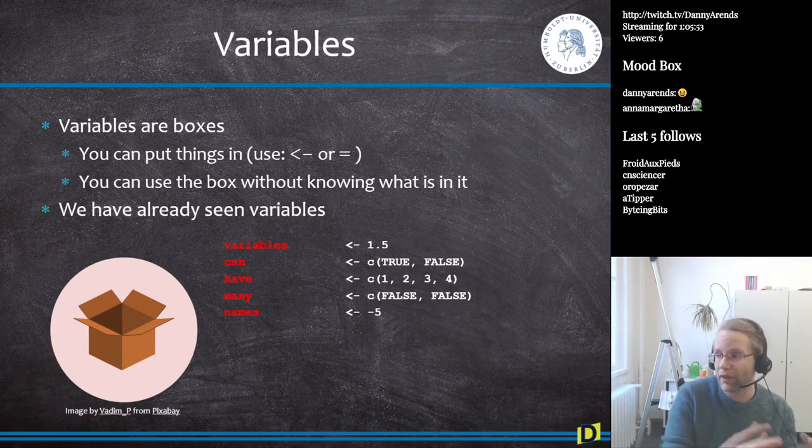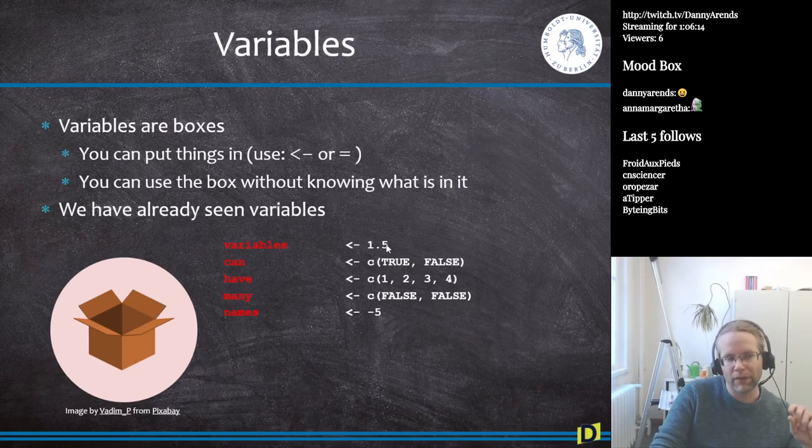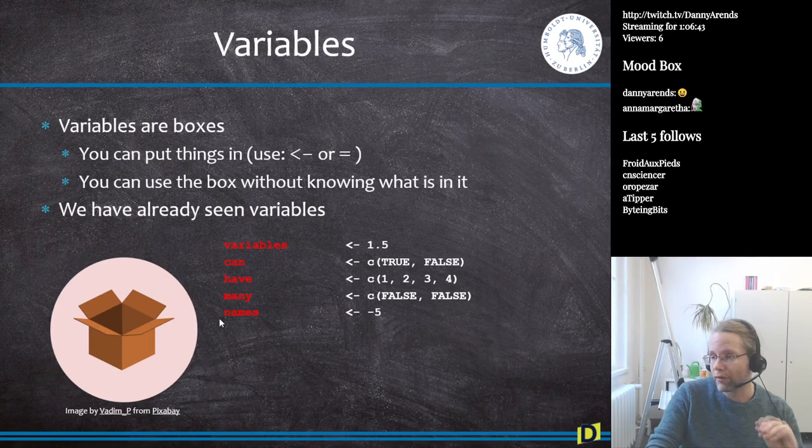You can just assign something to a variable, and then use the properties of the variable, saying for every element in this variable, do something. It doesn't matter if there's one element in the variable or 100, it will do it for each element. Variables can hold single numerical values like 1.5. Here we define a variable called can, which has two elements, the first one is true, so this is a logical vector. Here we assign a vector of length 4 to a variable called have. Here we assign again a two-element logical vector to many, and then we assign the value of minus 5 to names. You are free to choose the variable names.